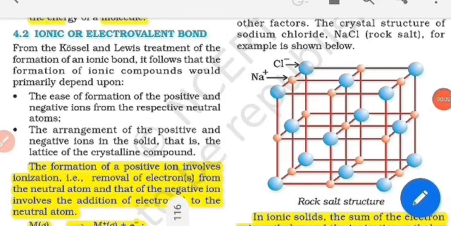Hello students, in this video I will discuss ionic or electrovalent bond and some bond parameters. Let us start with ionic or electrovalent bond. As we know, an ionic bond is found between two ions of opposite charges, that is cation and anion.